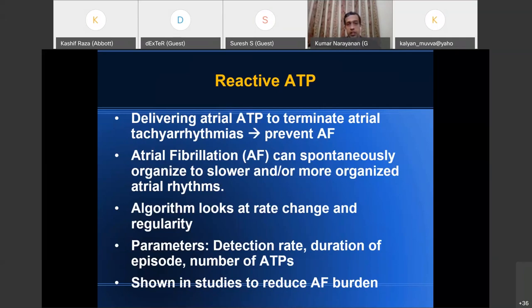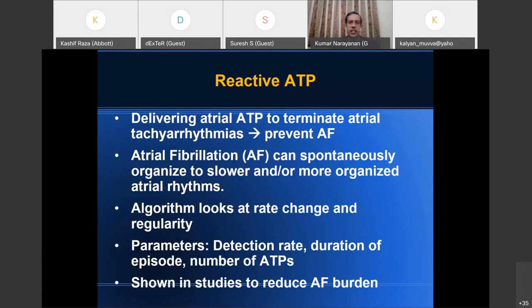Not only that, in a patient in whom there is atrial fibrillation, that rhythm can also sometimes slow down and get more organized, giving an opportunity for ATP to work. Remember, if it's frank atrial fibrillation with an extremely fast and disorganized atrial rhythm, then termination by pacing is very difficult or impossible. But many times the rhythm can either start off as an organized atrial arrhythmia, or it can switch back to an organized atrial arrhythmia at some point of time where it will be more amenable to termination by ATP. So these algorithms typically look at the change in atrial rate and also the regularity of the atrial rate. By looking at all of these various parameters, it then decides to give ATP.